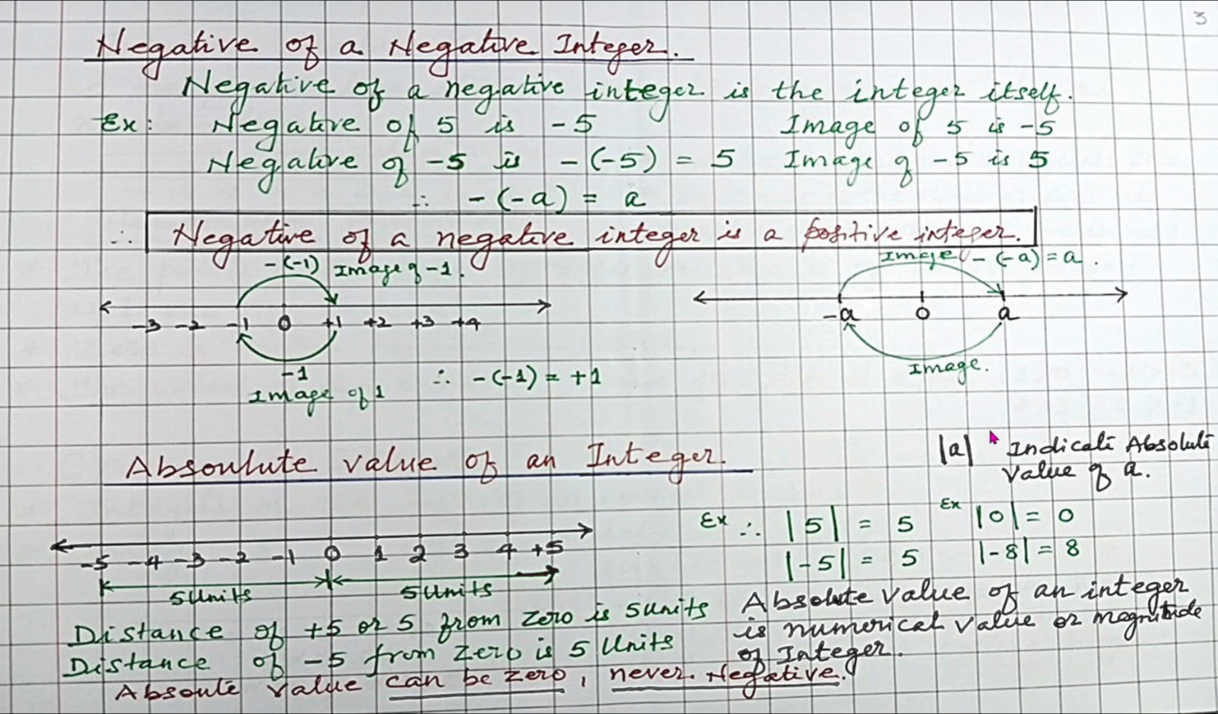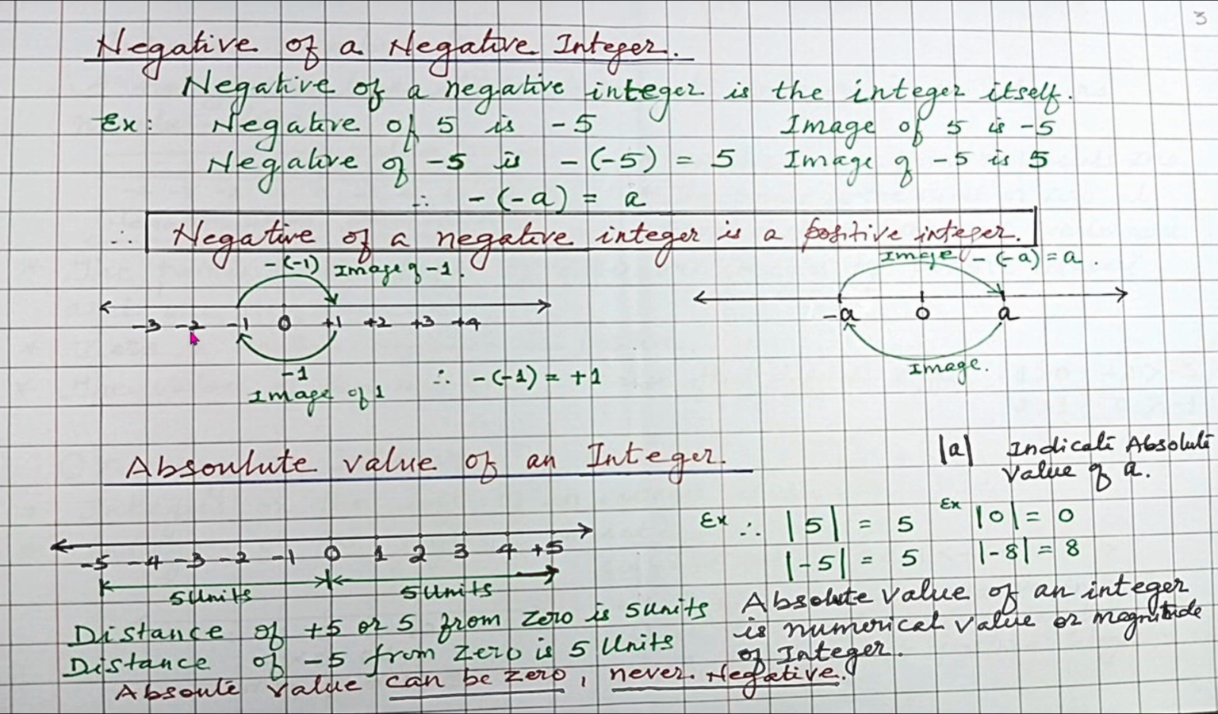Next point of our discussion is negative of a negative integer is a positive integer. What does this mean? If we have 5, the negative of integer 5 is minus 5, but if you find the negative of negative 5 it is again plus 5. So negative of a negative integer is always a positive integer. That means minus of minus a is also always equal to a.